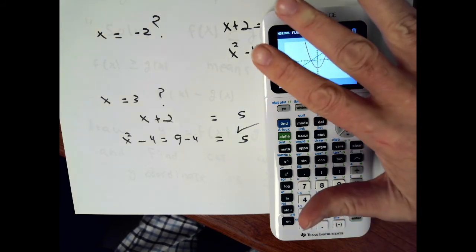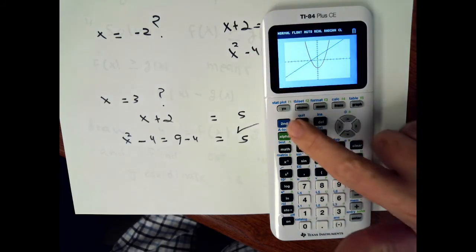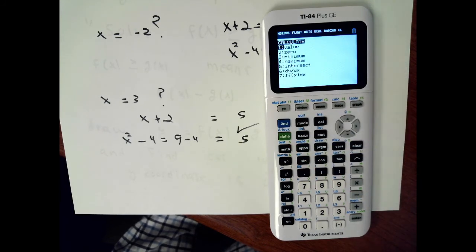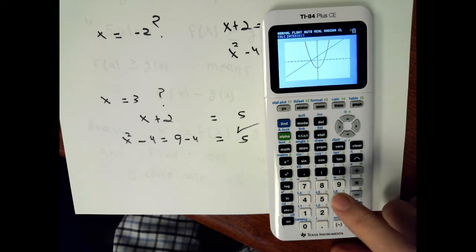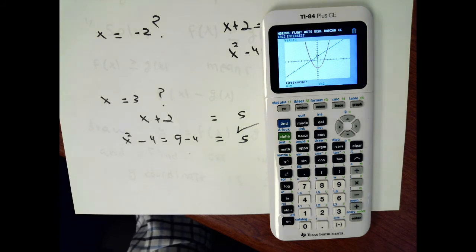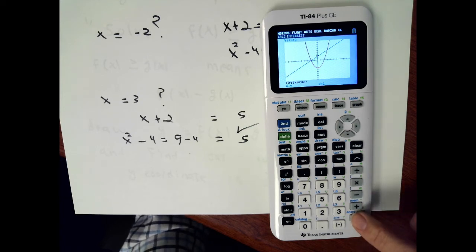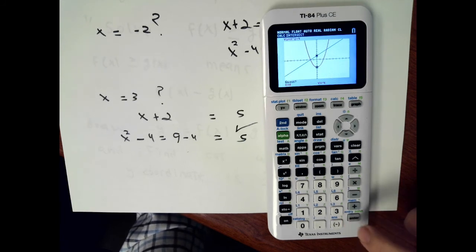So I've got my picture in front of me here. I'm going to say second calc, except this time it's not 0 that I'm going to use, it's intersect, which is choice number 5 here. So I'm going to type 5. It needs to know what I'm going to call the first curve, which is the blue one here. I'm already on the first curve, so I'll press enter. It's going to call the second curve the red one, the parabola, enter.